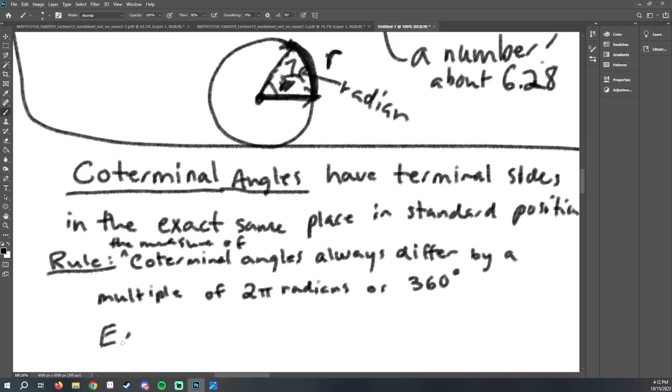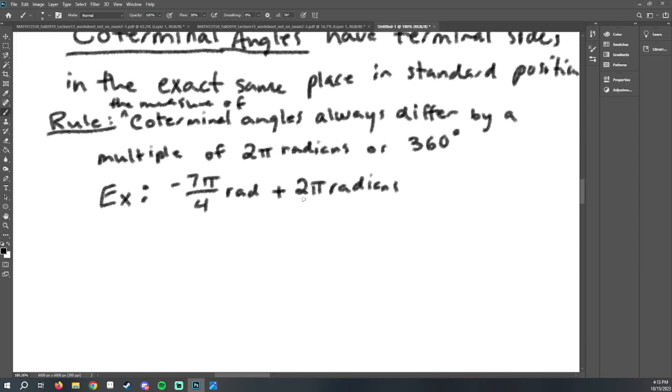As an example, let's use that previous problem. It turns out that if you take negative 7 pi over 4 radians and you add 2 pi radians, right? We're adding a fraction to a whole number here, so I'm going to rewrite this second thing as a fraction over 4 so that we can add them. They need a common denominator.